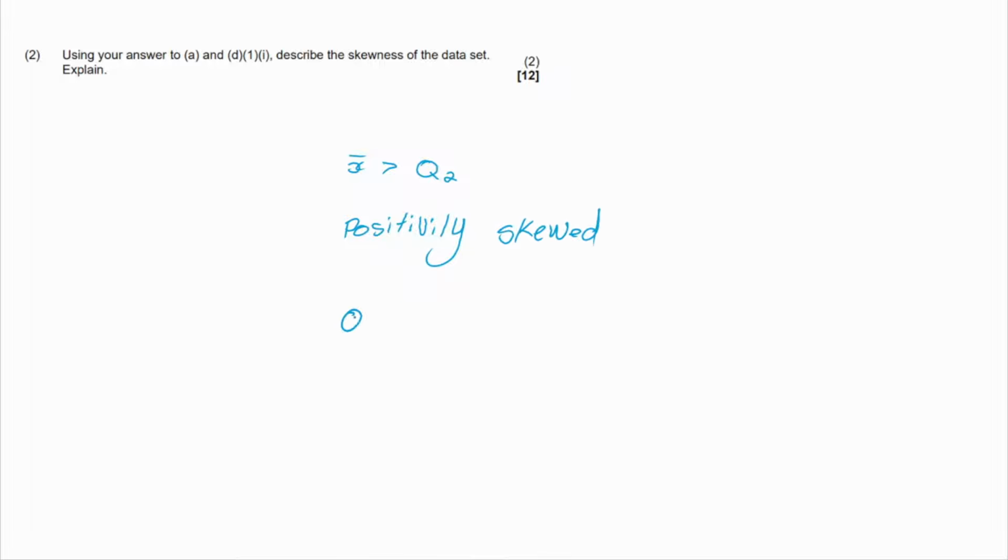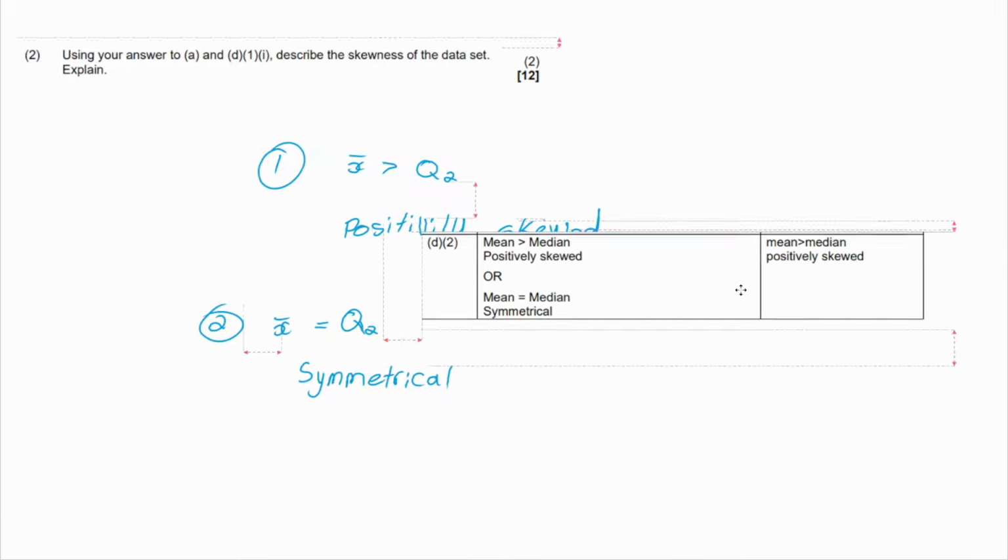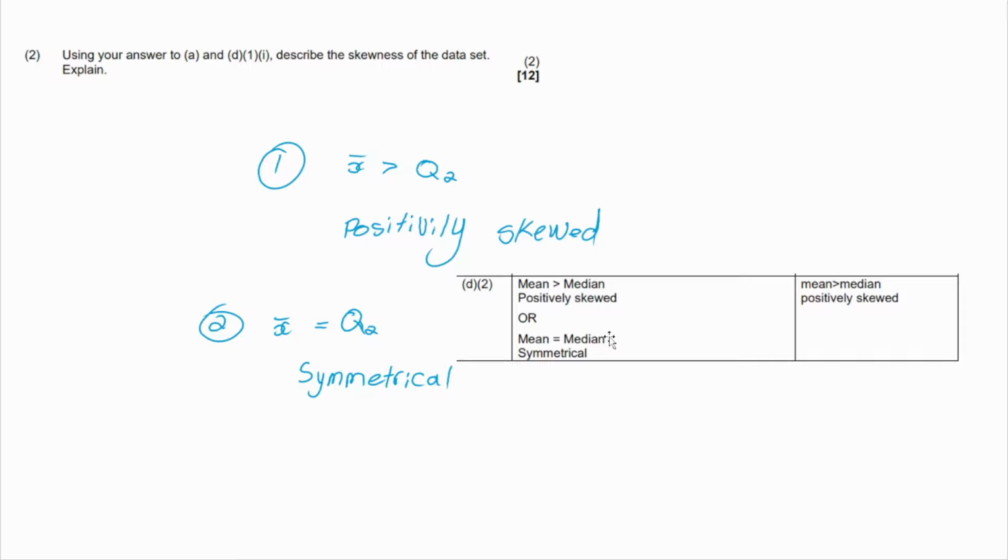What you could also say is that they're so close, you could say the mean is equal to the median. I see the memo uses words. I'll show you in a second. So here's option 1. Here's option 2. They're so close. Depending on your graph, you might find that they are equal. So the mean is equal to the median, which would mean that the data is symmetrical. So you have two options there. The memo does allow both.